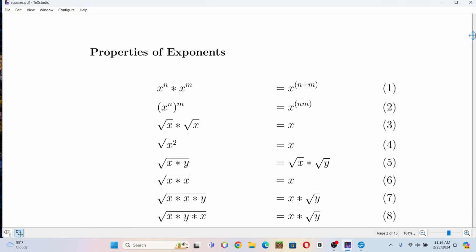Equation 6 is a special case of equation 5, where y equals x, and along with equations 7 and 8 are three different ways of pulling two x's out of a square root and replacing it with a single x outside of the square root. Note, equation 8 is a result of the fact that when three or more numbers are multiplied together, they can be multiplied in any order, allowing any two of them to be multiplied together first.